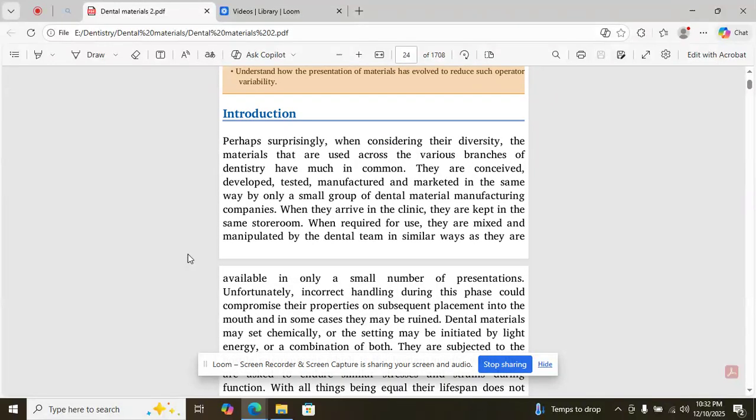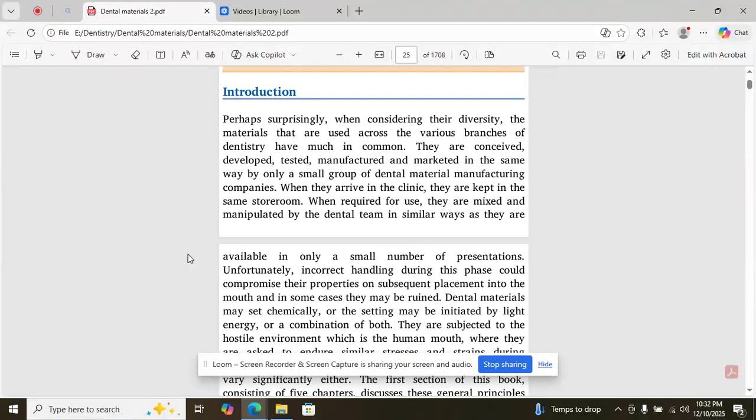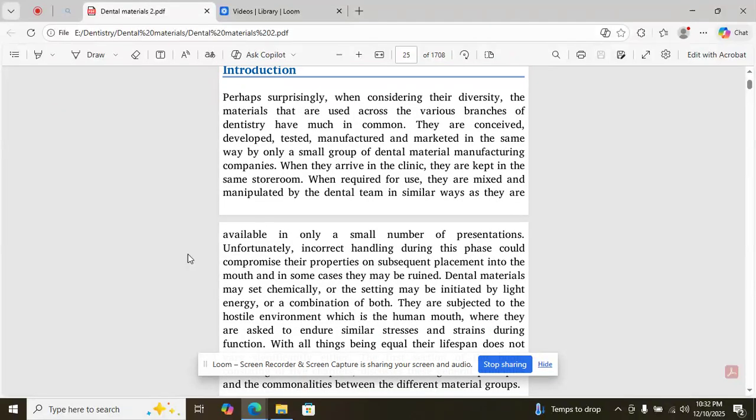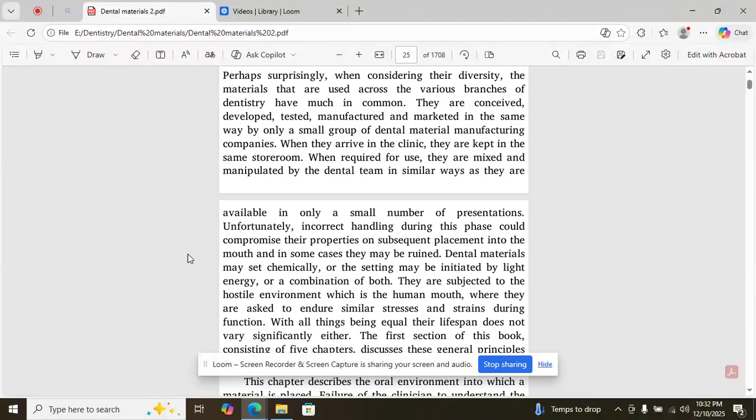Unfortunately, incorrect handling during this phase could compromise their properties on subsequent placement into the mouth, and in some cases they may be ruined. Dental materials may set chemically, or the setting may be initiated by light, energy, or a combination of both. They are subjected to the hostile environment which is the human mouth, where they are asked to endure similar stresses and strains during function. With all things being equal, their lifespan does not vary significantly either.